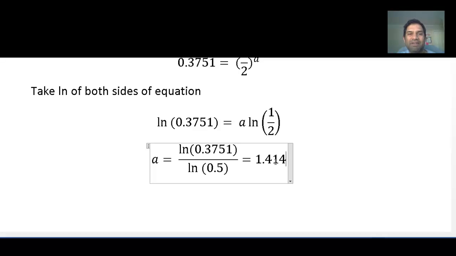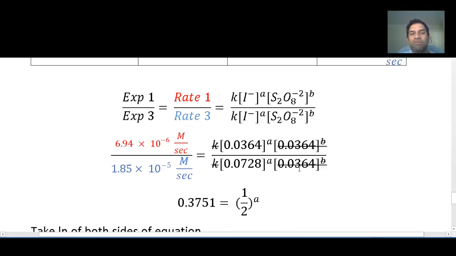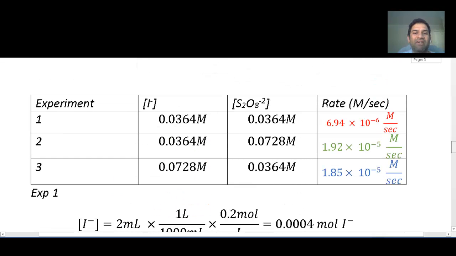Now on an exam, at least my exam, a will be an easier number. It will either be 0, 1, or 2. But since the data is kind of ugly, and actually real data, real science, is really like this, let's just go ahead and keep it at 1.414. So that's the order of the reaction with respect to I minus. To find b, I think we already compared 1 and 3, so let's compare 1 and 2 to find exponent b.